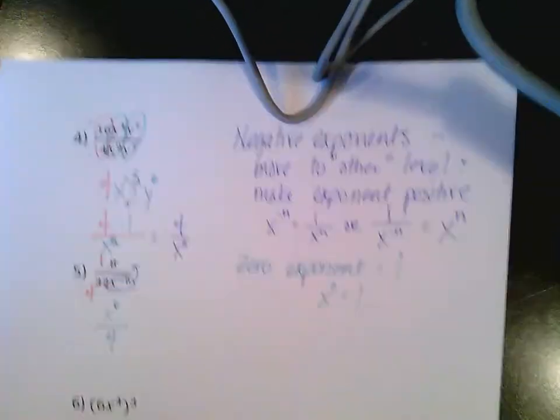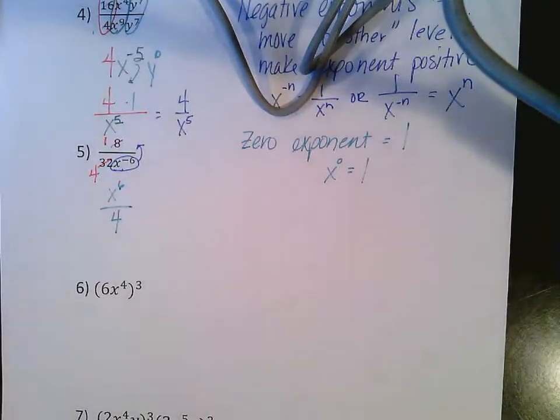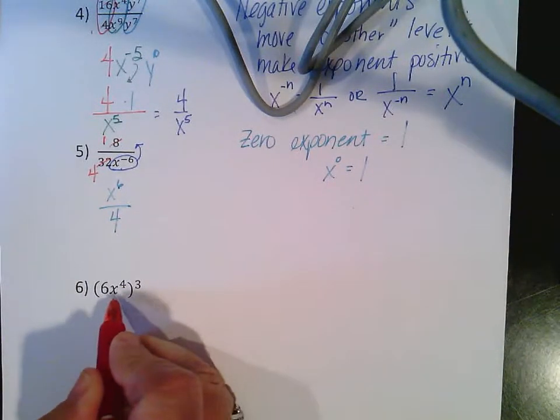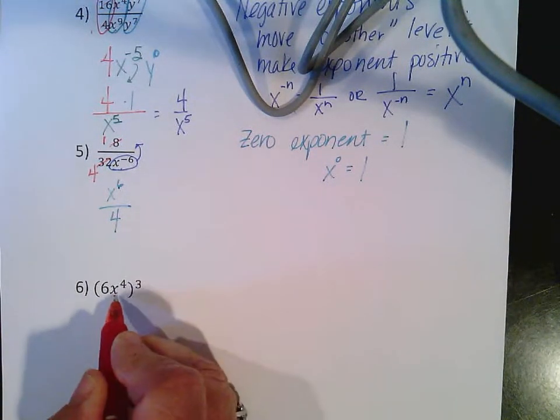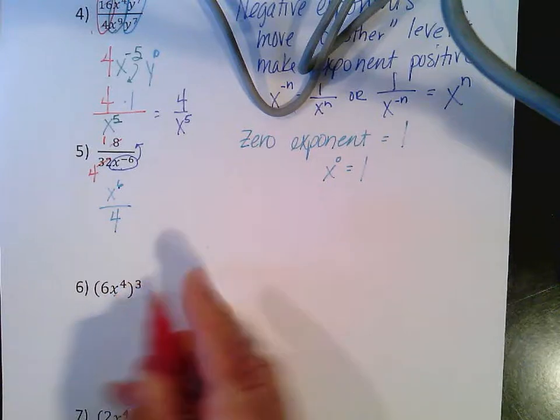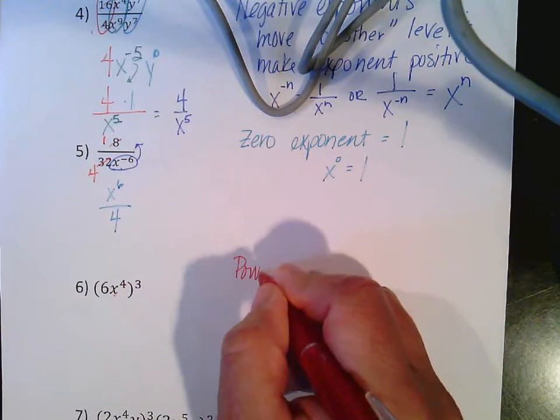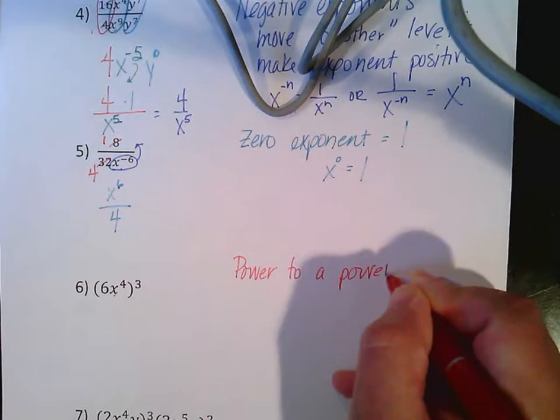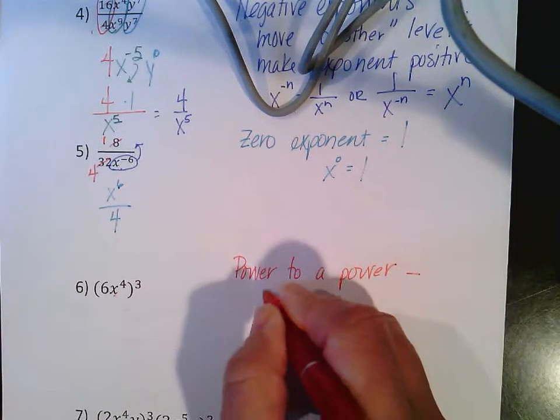Next rule that we're going to review is the power to a power. And we have a term being raised to a power. So I have x to a power, and that's being raised to a power. We call that power to a power. And when you have that, you multiply the exponents.